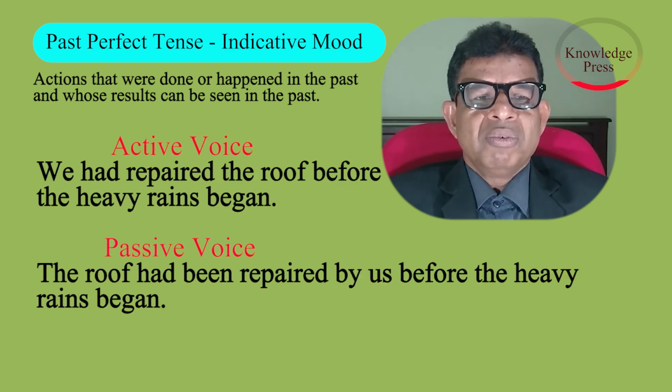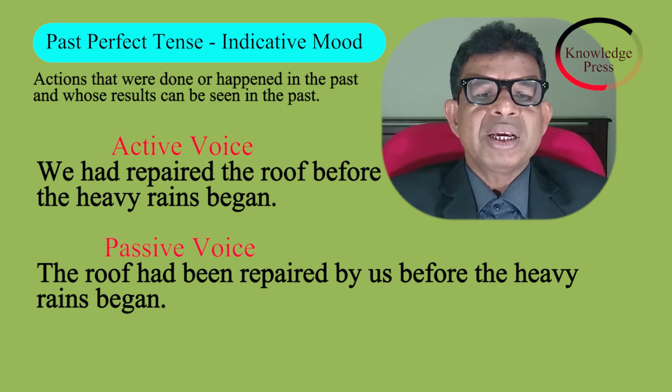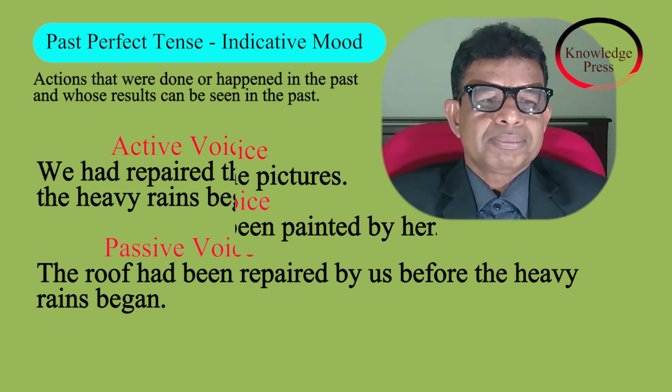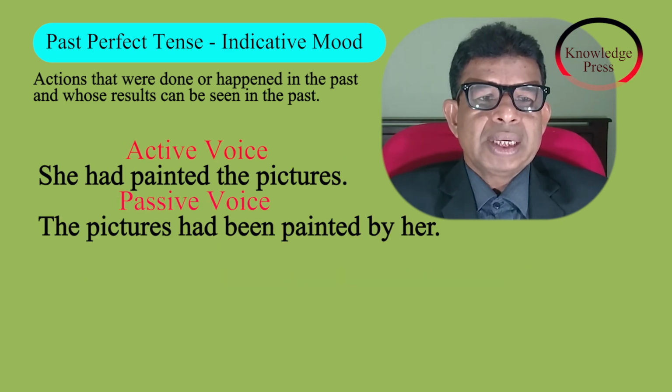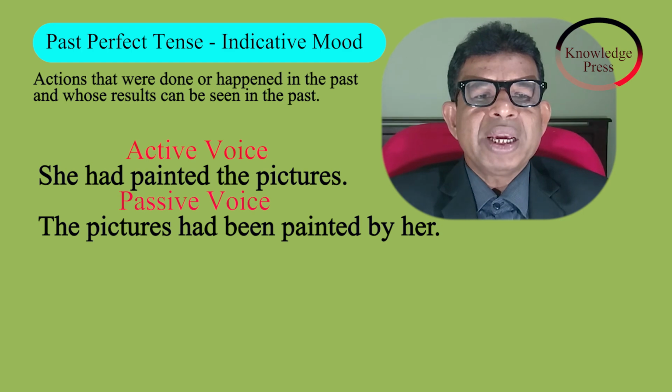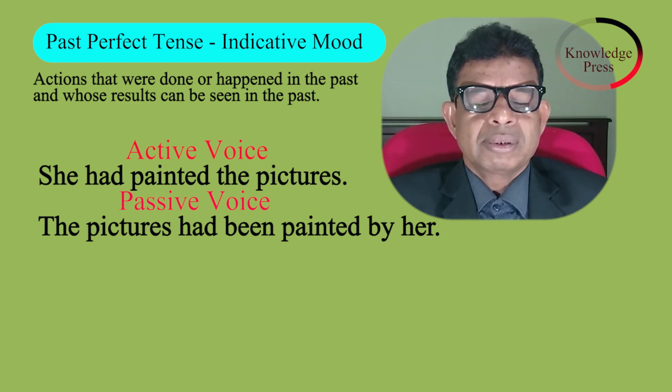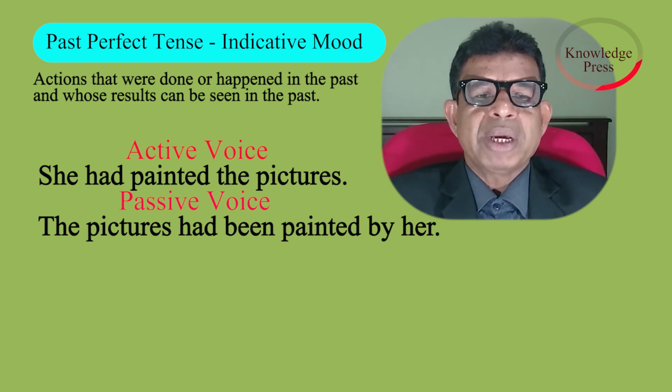Active voice. We had repaired the roof before the heavy rains began. Passive voice. The roof had been repaired by us before the heavy rains began. Active voice. She had painted the pictures. Passive voice. The pictures had been painted by her.